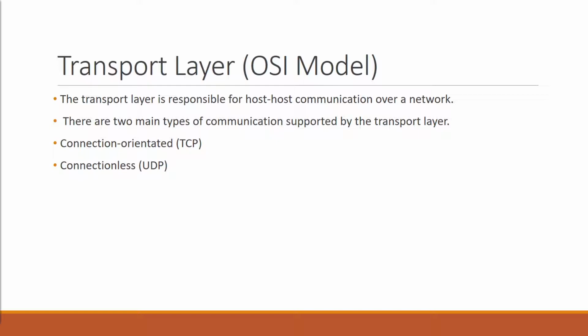So let's look at the transport layer of the OSI model. The transport layer is going to be responsible for end-to-end host-to-host communication over a network. There are going to be 2 methods of communication supported by the transport layer. The first one being connection oriented. This means that a connection between endpoints is going to be established before communication starts, and this is used with TCP. And we've also got connectionless communication, which does not require a connection to be established before communication starts, and this is used with UDP.